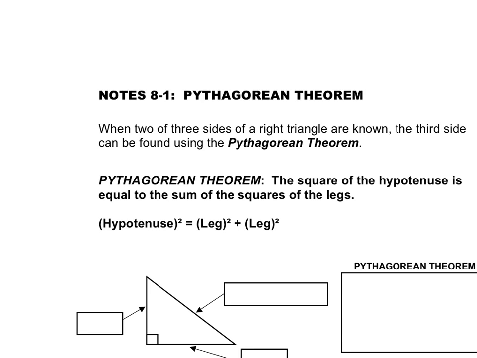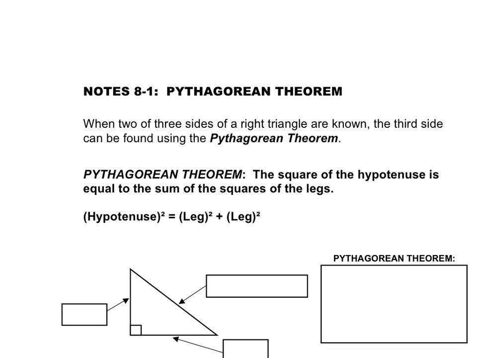All right, so we're starting a new chapter today. We're going to go a little more in depth into some triangles. We're going to start off with Pythagorean theorem. So this is something you're probably somewhat familiar with. When two sides of a right triangle are known, the third side can be found using Pythagorean theorem.